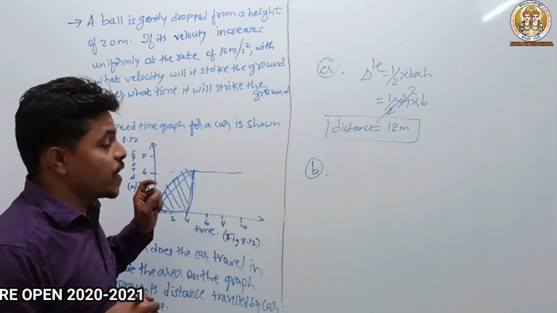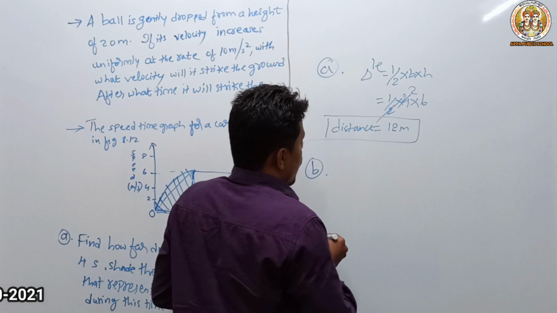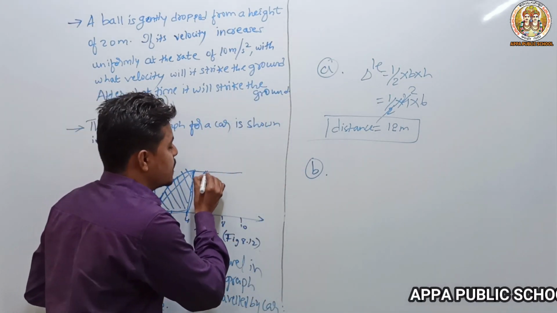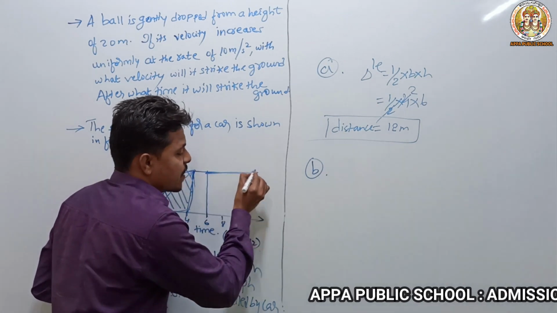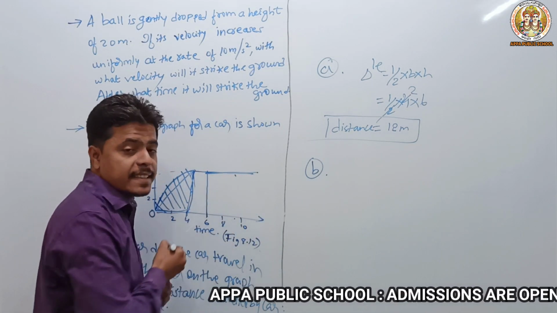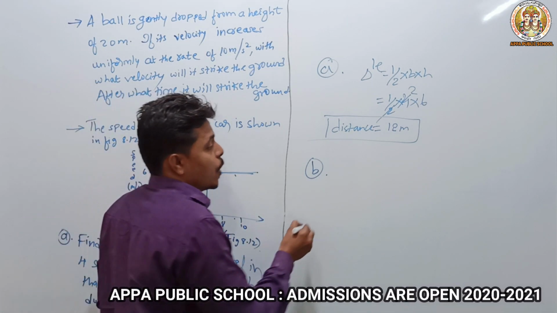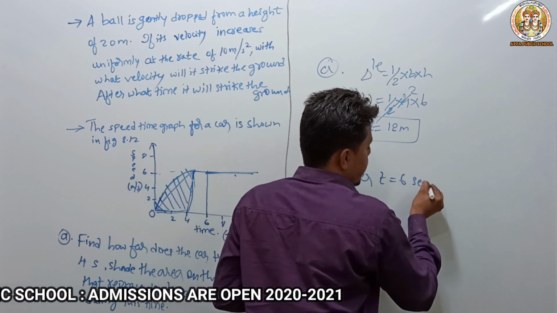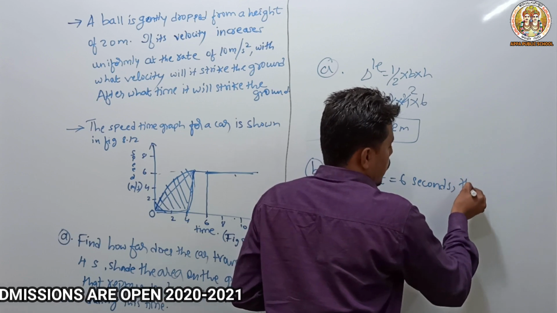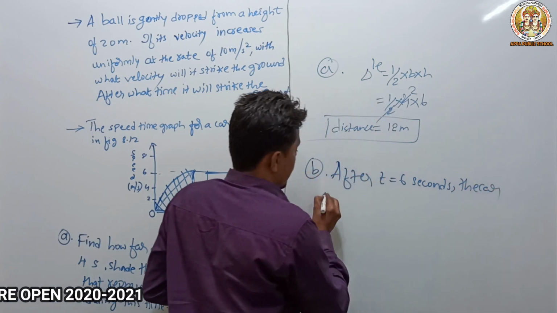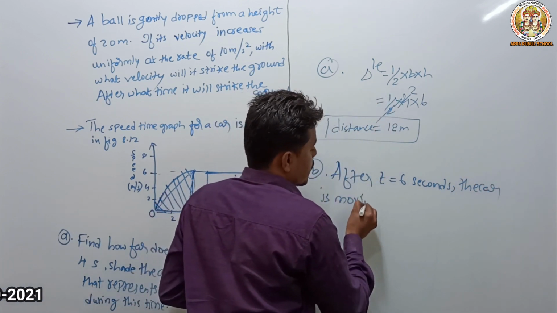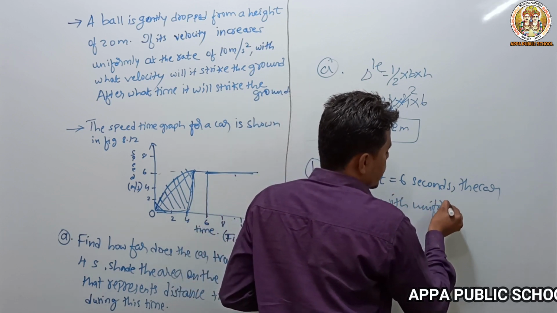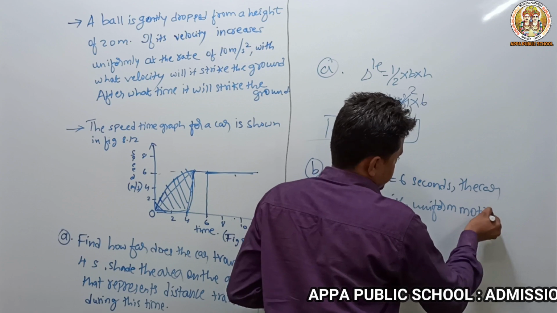find the uniform motion in the graph. After 6 seconds, it is moving in a straight line, and a straight line parallel to the time x-axis we call uniform motion. So we can write, after 6 seconds the car is moving with uniform motion.